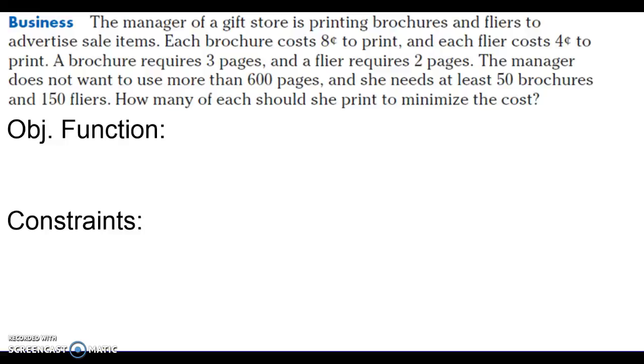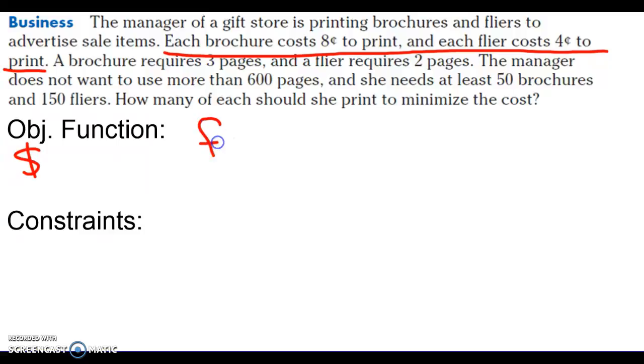So remember, the objective function is always involving some kind of money. Usually, we will have one that doesn't involve money. So the objective function, if it involves money, we're going to say each brochure costs 8 cents to print and each flyer costs 4 cents to print. So let's make our objective function.